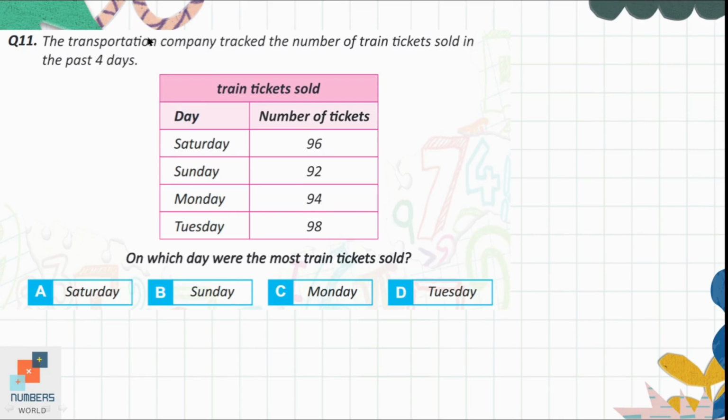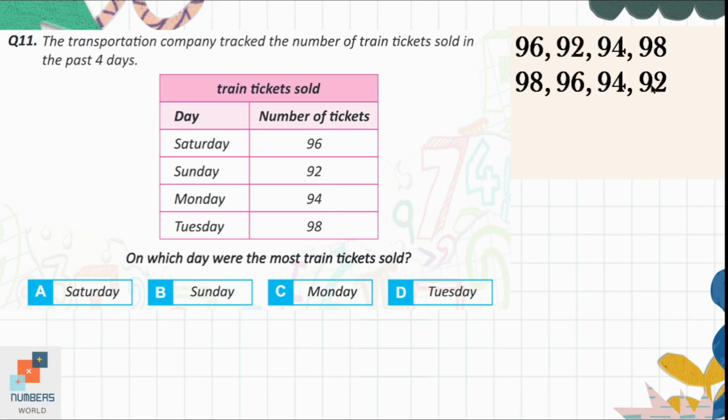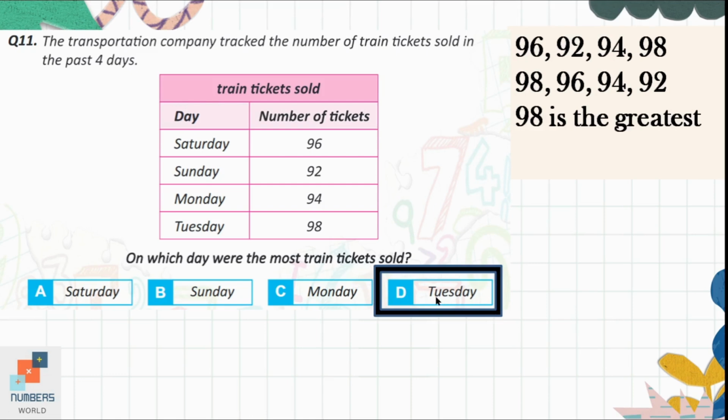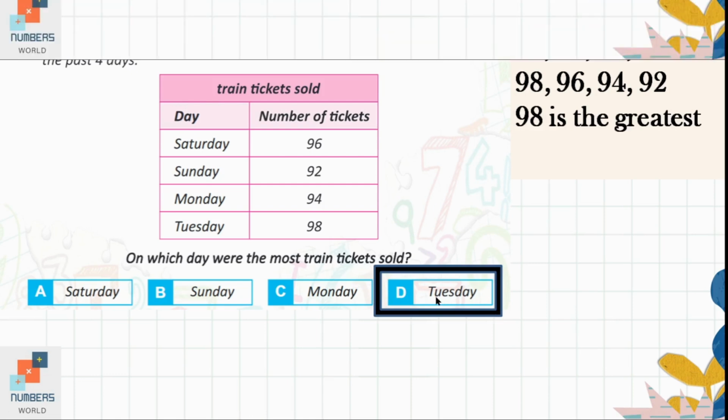Question number 11, the transportation company tracked the number of train tickets sold in the past 4 days. On which day were the most train tickets sold? If we look at the data given in the table, 96 tickets were sold on Saturday, 92 on Sunday, 94 on Monday, and 98 tickets were sold on Tuesday. If we arrange the given data in descending order, we may clearly see that 98 is the greatest of all. So we may say that maximum tickets were sold on Tuesday. That is our option D.